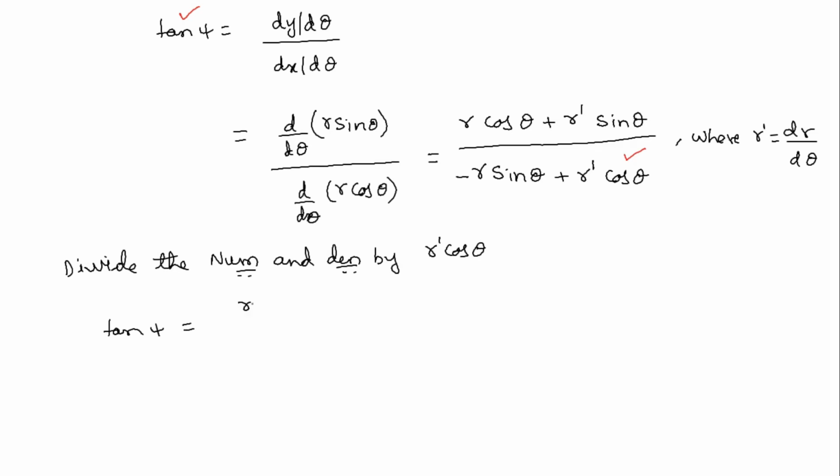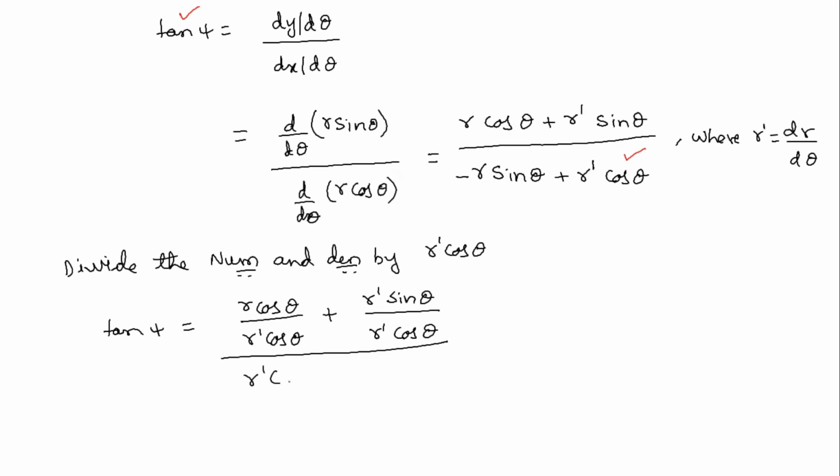So each of the terms has to be divided by r' cos theta. So divide the first term by r' cos theta, plus you have r' sin theta, divide that term by r' cos theta. It is whole divided by the denominator also. First I'll write the positive value, so you have r' cos theta. So I'm writing this expression first, the positive value. So r' cos theta is divided by r' cos theta.